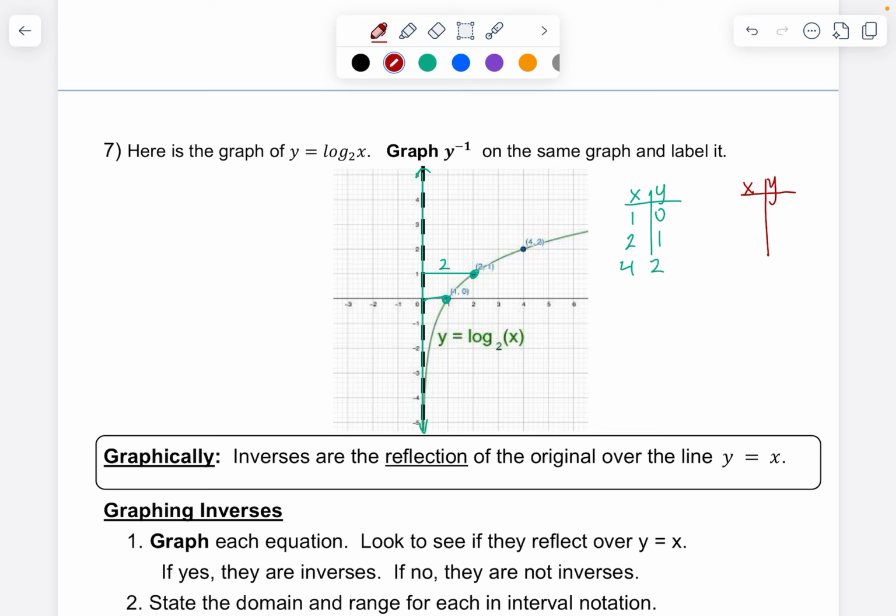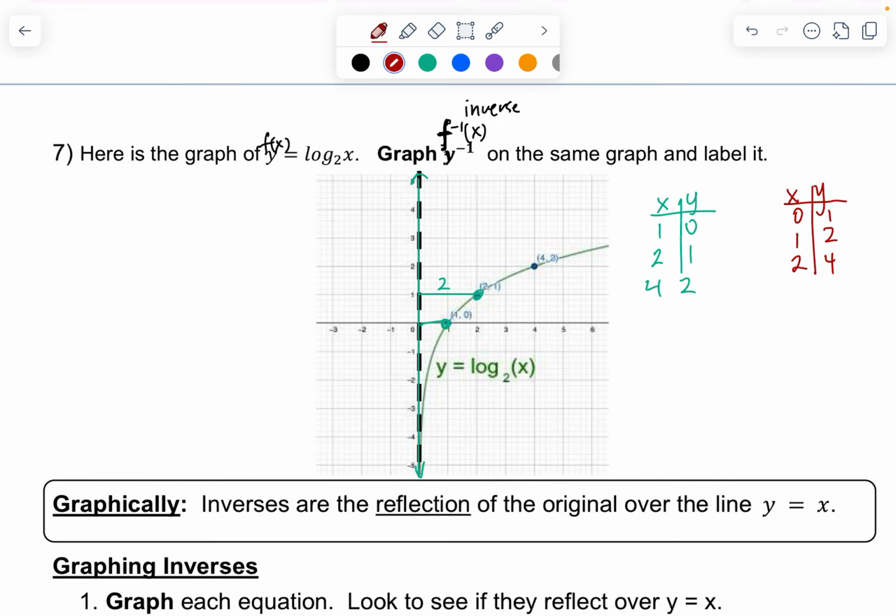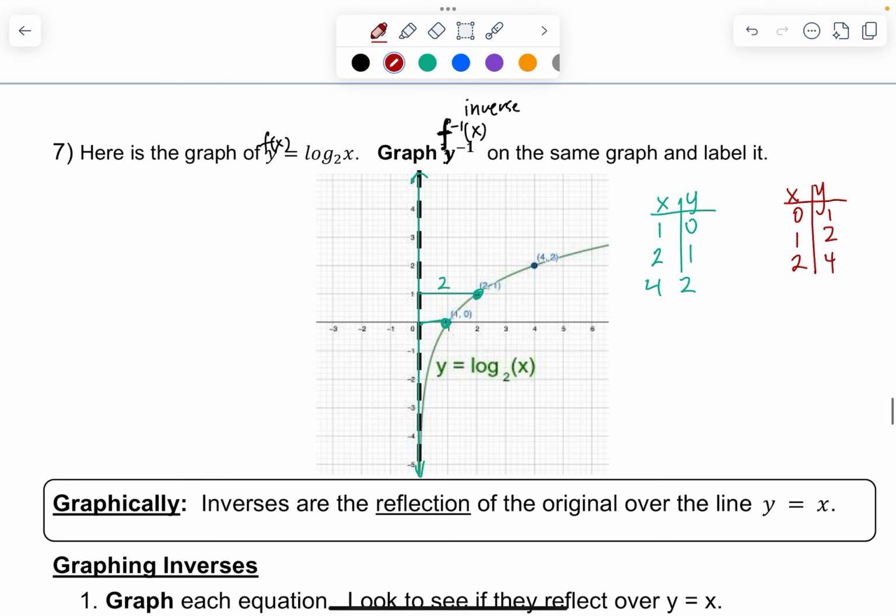And so this notation should really just be f of x and f inverse of x. That -1 on a function, not a variable, but on a function means inverse. And so that's what they're trying to say here, is the inverse. And so we're just going to switch the x and y's. Don't change any signs, just switch their places. And so that gives me a new set of points for the inverse function.